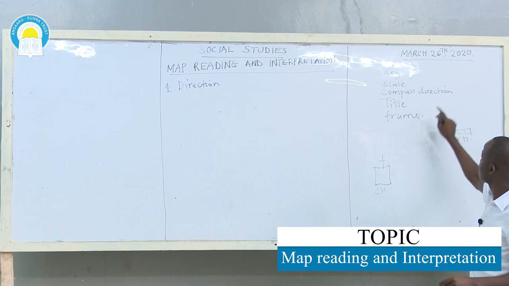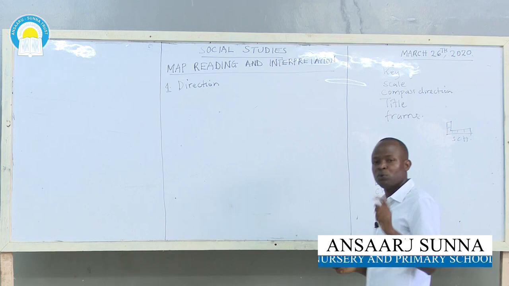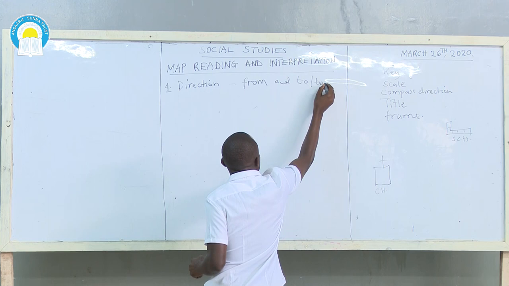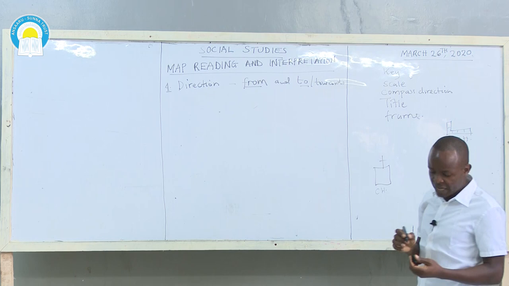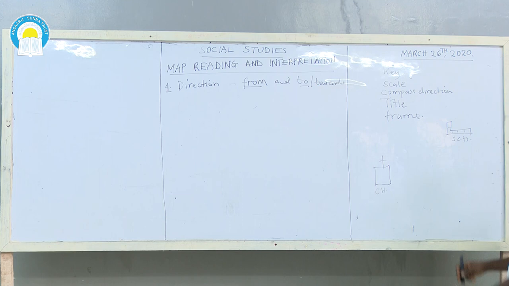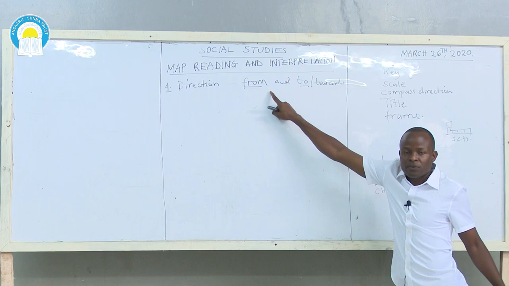And before that, there are keywords that we check before we tell the direction of a place. That is the word from and to or towards. From and to. Very important. Those are very important words that we must put into consideration when telling the direction of a place. Like, for example, in our case here, you are asked the direction of the church from, the word is from, the school.